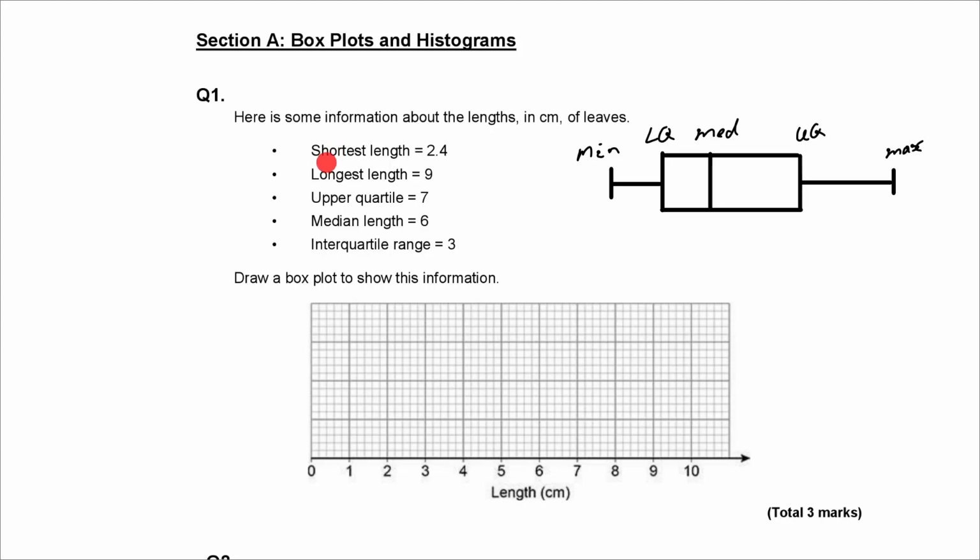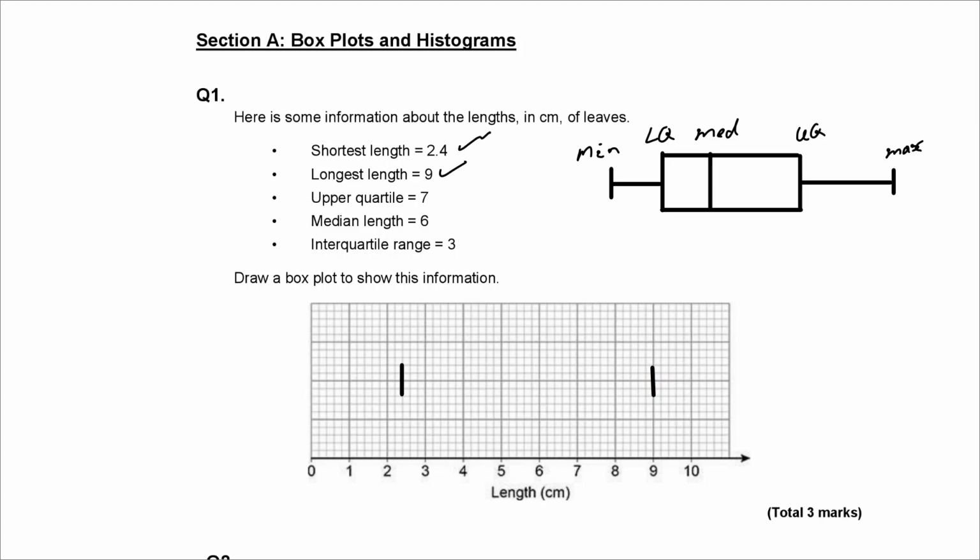So for us, the shortest length is 2.4. So the minimum value is 2.4, and every one square here is worth 0.2, because that'll be 2.2, 2.4, 2.6. So 2.4, we're going to draw, and you can draw it anywhere on the grid. I'm going to draw it up here. Okay, 2.4, that one's done. The longest length is 9, that's the maximum value. You've got to keep it symmetrical. 9's going to go up there. So I've just chosen to go 2 squares up either way from this line here.